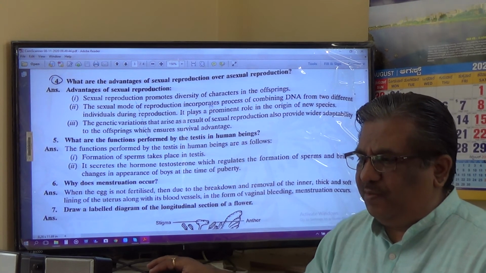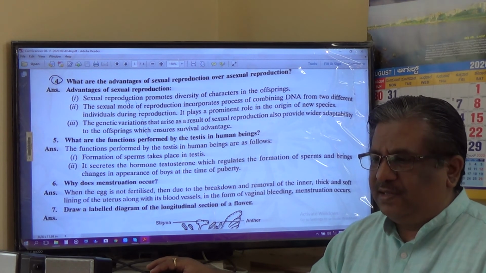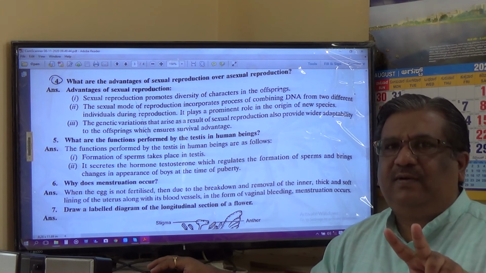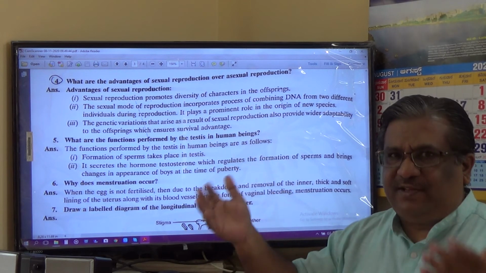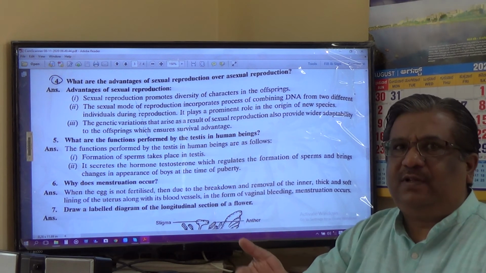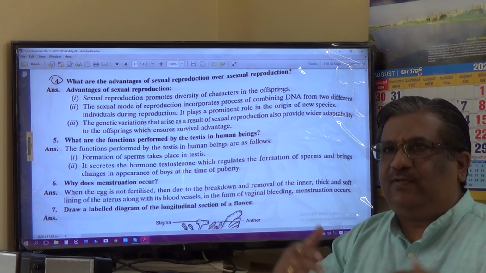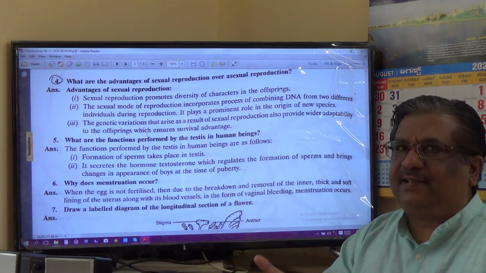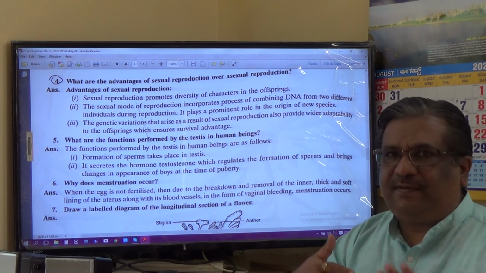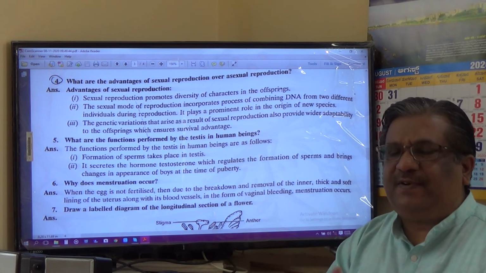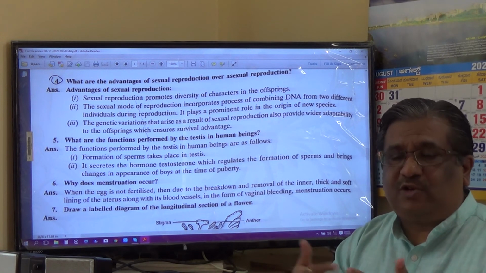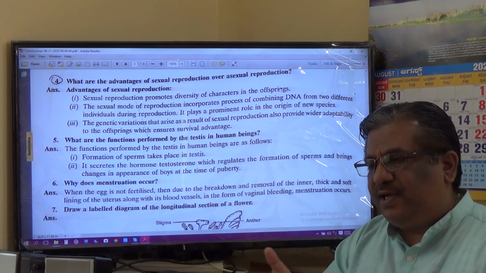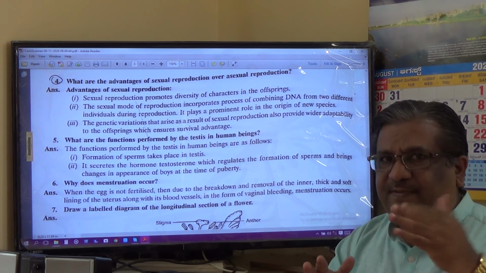What are the advantages of sexual reproduction over asexual reproduction? Let us read this. Sexual reproduction promotes diversity of characters in offsprings. Why diversity? Two parents are involved. So both the parents will bring diverse features from their parents, and that will be incorporated into the offspring. And therefore, as sexual reproduction involves two parents, it promotes diversity of characters in the offsprings. Characters का मतलब क्या है? Skin color, eye color, color of the hair, etc. These are different characteristics. Behavior, for that matter, emotional behavior, all these things, because of the involvement of two parents, it promotes diversity of characters.